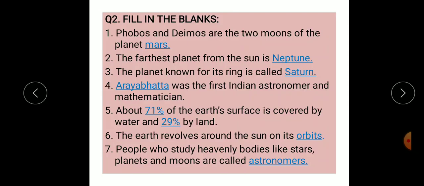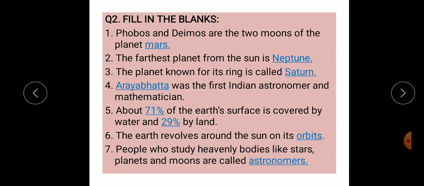Main question number 2, fill in the blanks. First one, Phobos and Deimos are the two moons of the planet Mars. Second question, the furthest planet from the sun is Neptune.